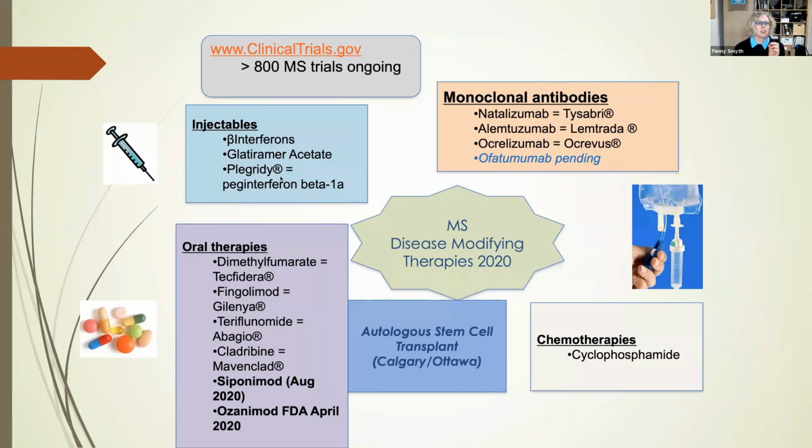We had these injectables that have been around since the 1990s, and they worked a little bit in MS. They prevented about 1 in 3 attacks over time, but people didn't like them. The beta interferons, they felt like they had the flu all the time.